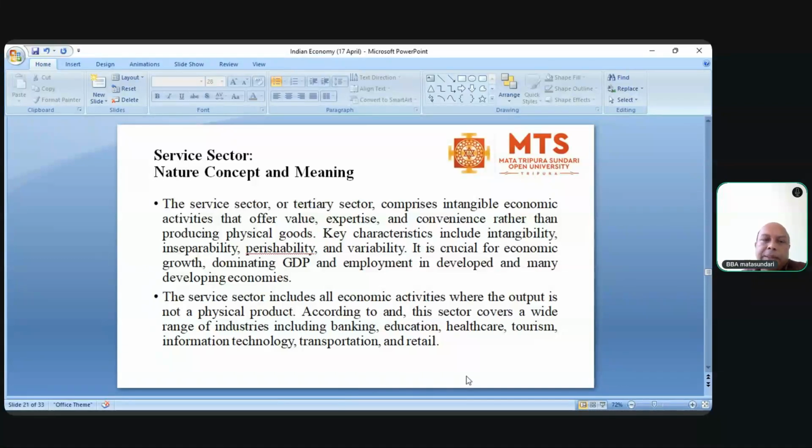And the contribution of the service sector in India is also increasing. Currently more than 50% of our national income is contributed by the service sector. And the contribution of the service sector in national income is also an important parameter for identifying the development of any country. So in a developed country, the maximum contribution in national income is made by the service sector, and the contribution of the agricultural sector in national income is very low. In India also, the contribution of the service sector is increasing day by day.